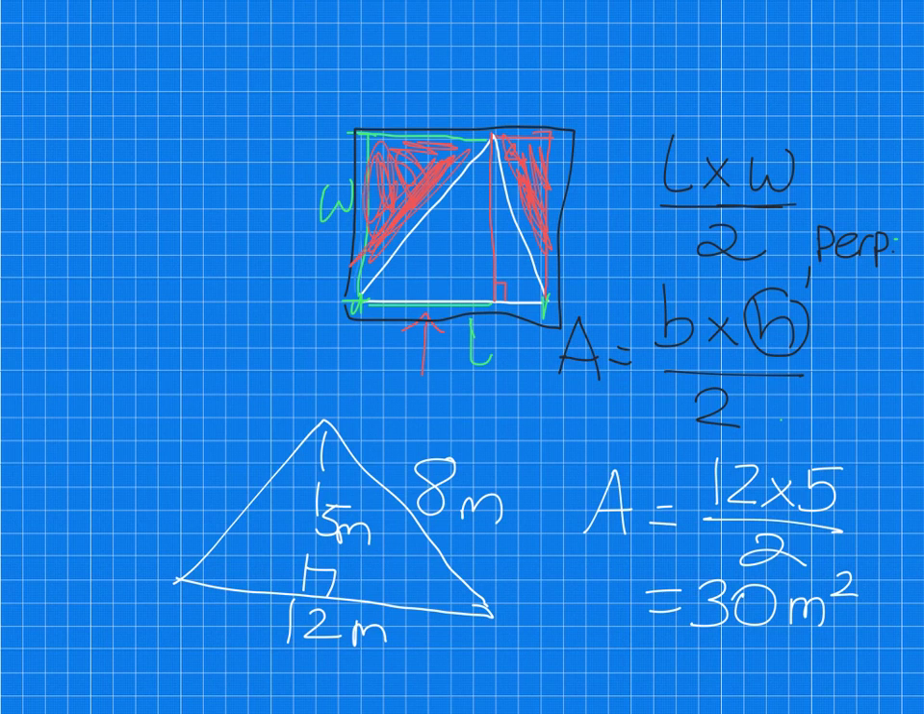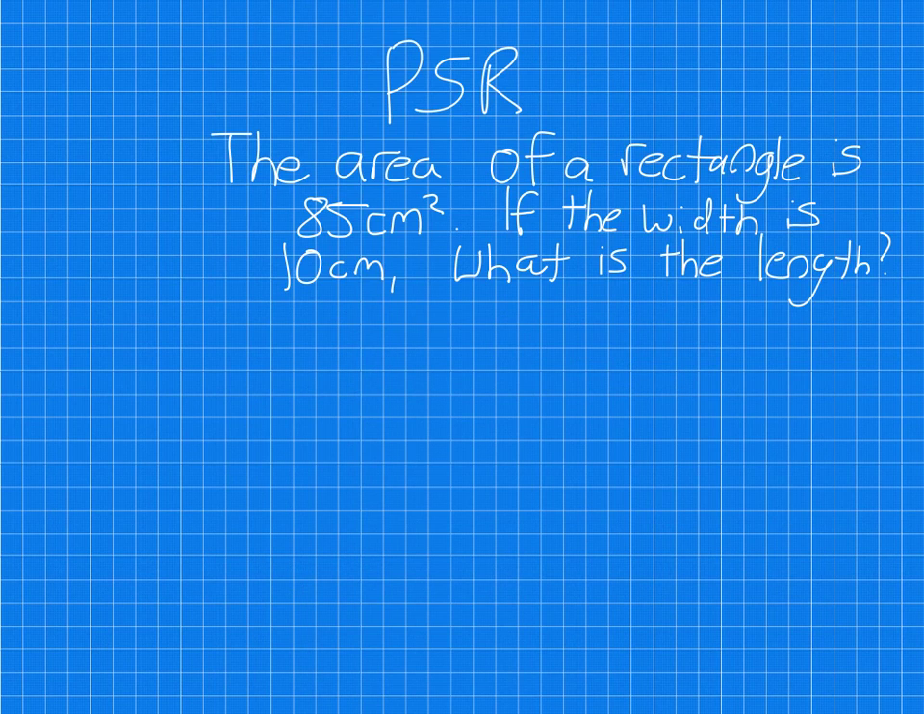So now we're just going to do a couple of problem-solving questions, then we'll get on to parallelograms. So please copy down this example if you need it. So you might have to solve a problem like this. So the area of a rectangle is 85 centimeters squared. The width is 10 centimeters. What's the length? So sometimes you will know the area and you need to find the dimension of one of the sides. So what we're doing is working backwards.